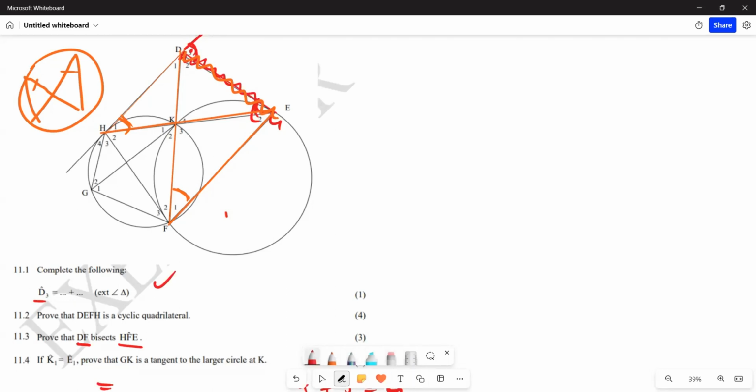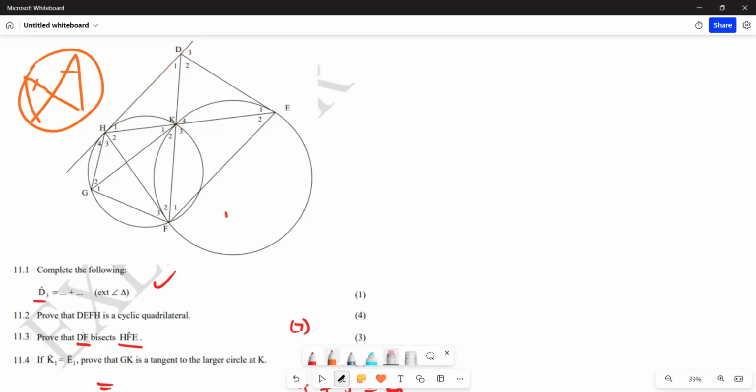So basically that's that. I want you to take note that this particular question is actually 7 marks, right? So what is it that you are going to do now? Firstly, you are going to start here. Remember, we've already proven that your DEFH is going to be a cyclic quadrilateral, right? So now I want you to start here.